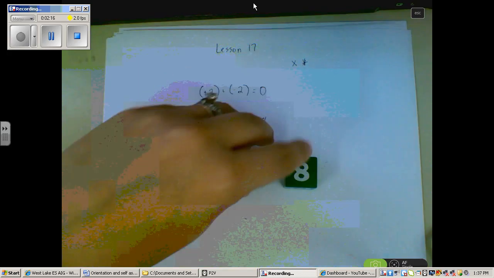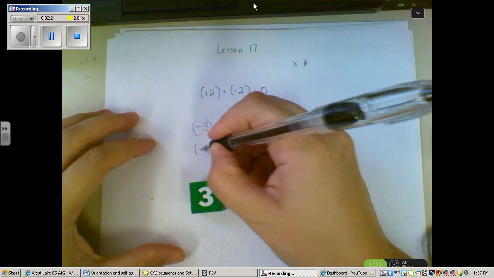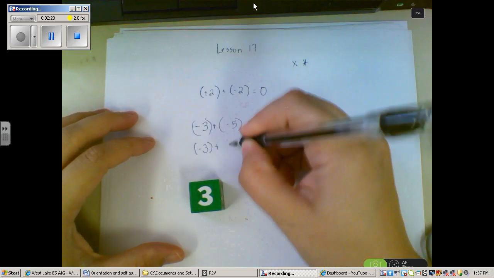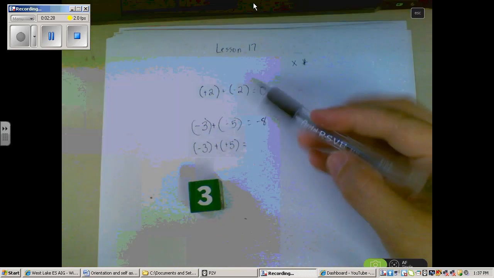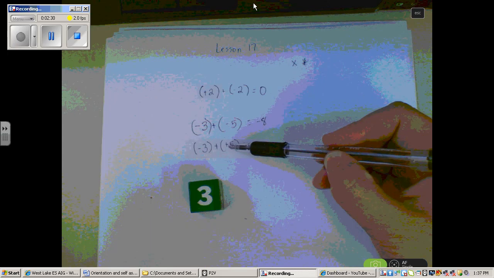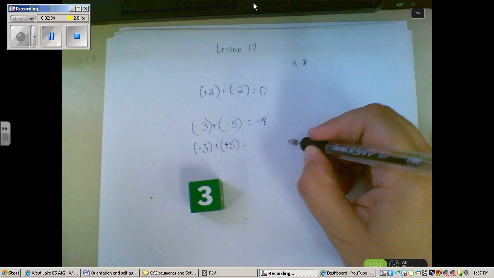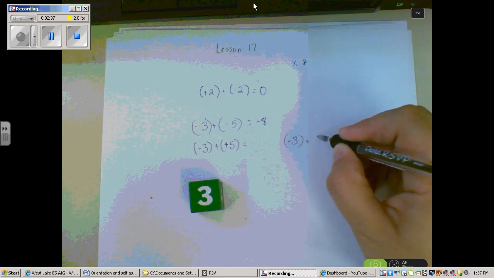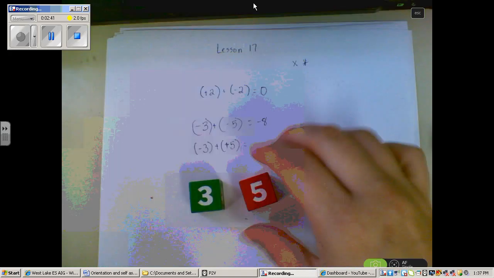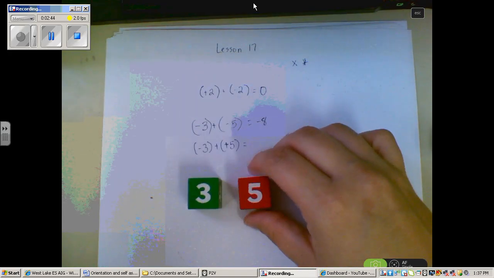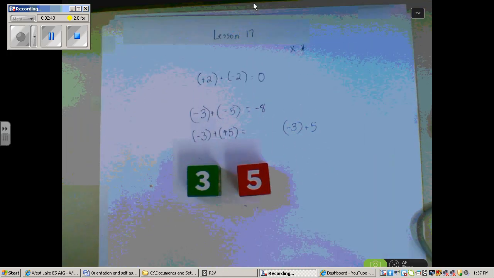Well, what if you have a negative 3 plus a positive 5? Now, you don't technically have to write this positive sign in front of the 5. You can just say negative 3 plus 5. You can see it written either way. But you have negative 3 plus a positive 5. You can think about this two different ways. I'm going to show you two ways to solve this problem.